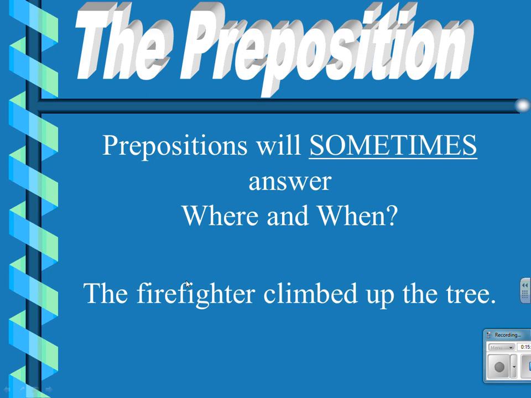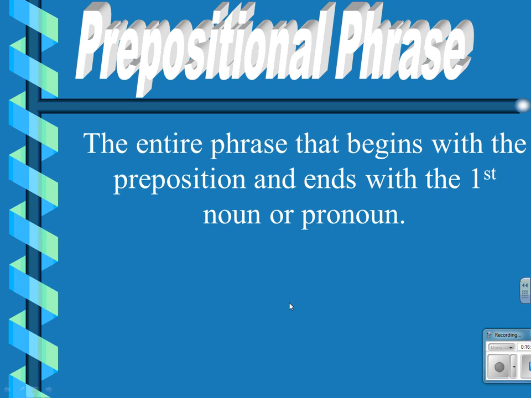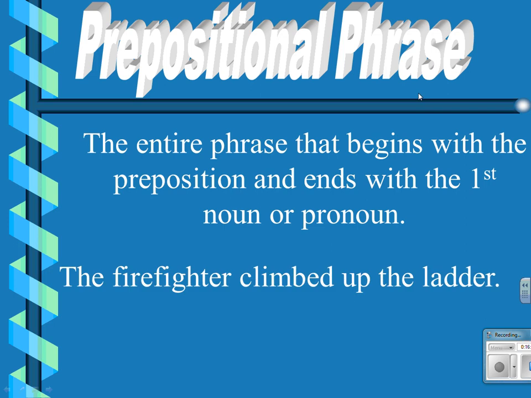So is there anything that tells you where or when the firefighter climbed? And we have the word up. Up is a preposition in this sentence. It tells you where the firefighter climbed. The entire phrase that begins with the preposition and ends with the first noun or pronoun is called the prepositional phrase. So let's look at that same sentence. You already told me up was the preposition, but the whole phrase that tells you where is up the ladder. Where did the firefighter climb? Up the ladder. That's called the prepositional phrase.